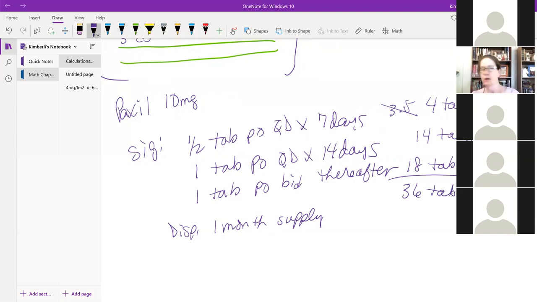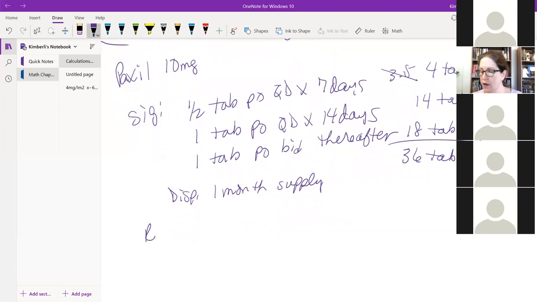Now, however, 1 tab twice a day thereafter, and you have a refill of 1, how many tablets are you going to put in the refill?